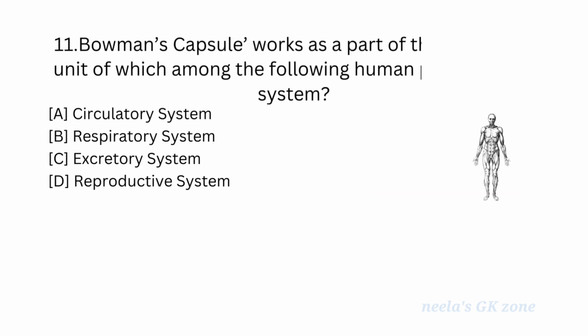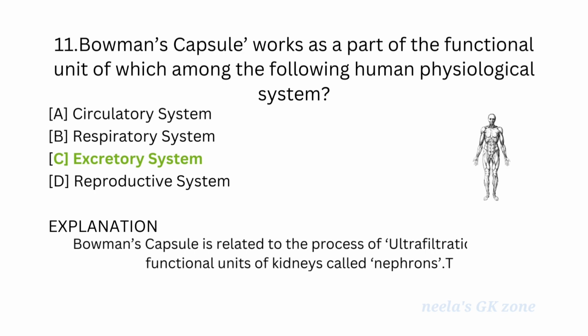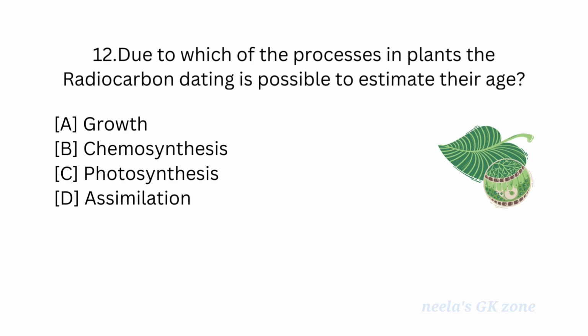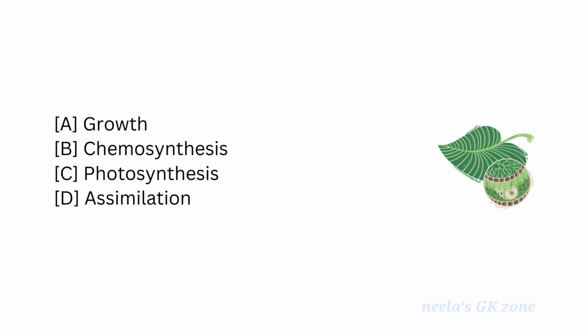And the next question is, Bowman's capsule works as a part of the functional unit of which among the following human physiological systems? Excretory system. And the explanation is Bowman's capsule is related to the process of ultrafiltration in the functional units of kidneys called nephrons. And the next question is, due to which process in plants is radiocarbon dating possible to estimate their age?